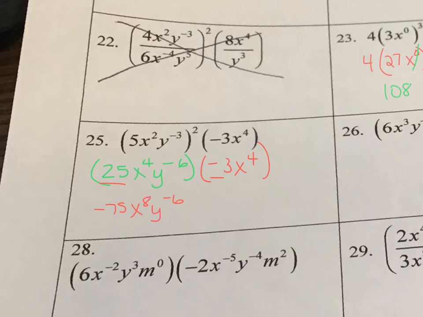Why can't that be my answer? Because I have a negative exponent. Negative 75 and x to the 8th are going to stay on top. The only thing that's going to go to the bottom is y to the negative 6th, which becomes positive. Remember, negative coefficients don't move.